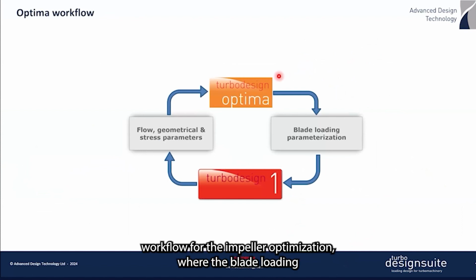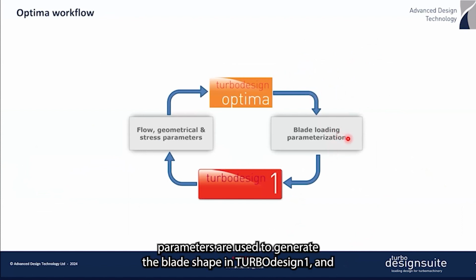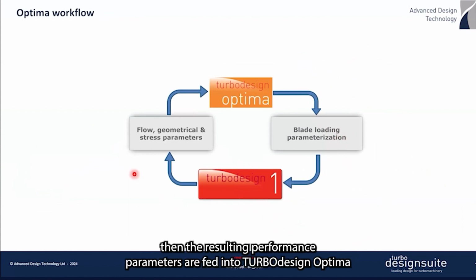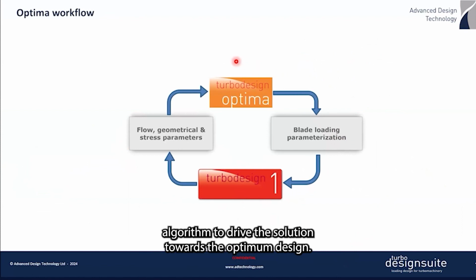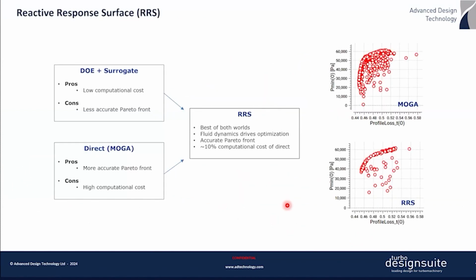So here is the workflow for the impeller optimization, where the blade loading parameters are used to generate the blade shape in Turbo Design 1, and then the resulting performance parameters are fed into Turbo Design Optima, which basically applies the reactive response surface, or the RRS algorithm, to drive the solution towards the optimum design. So now a little bit about RRS.